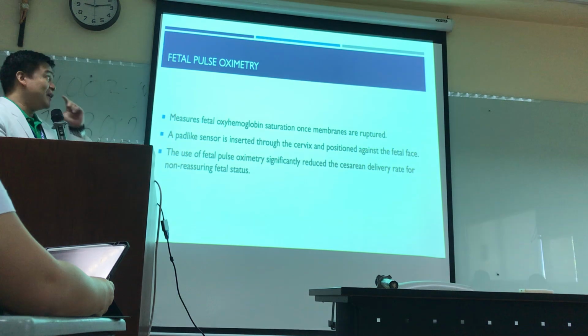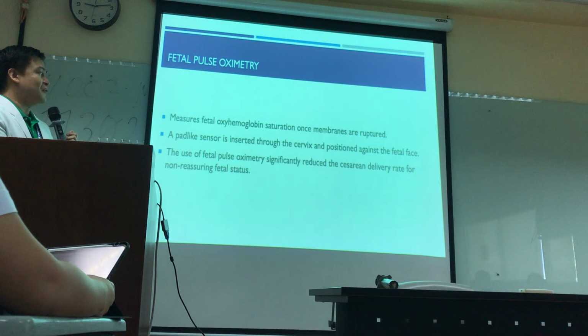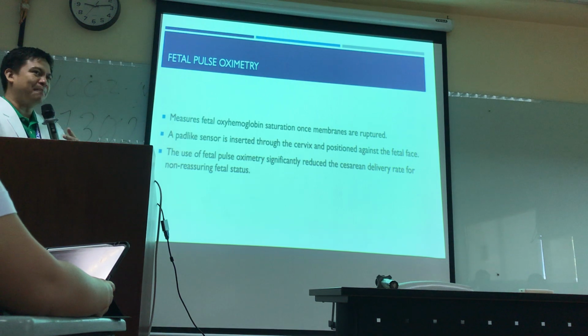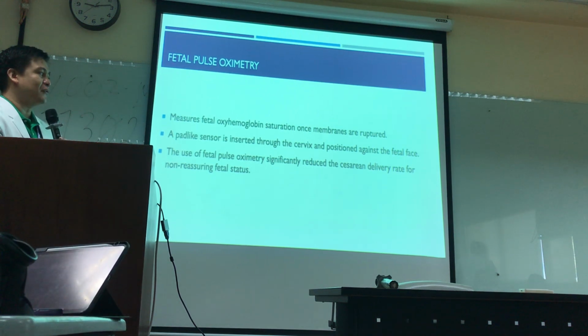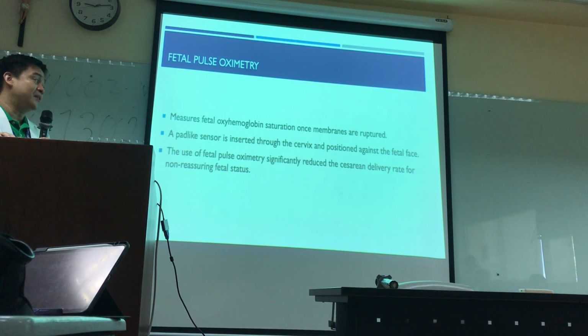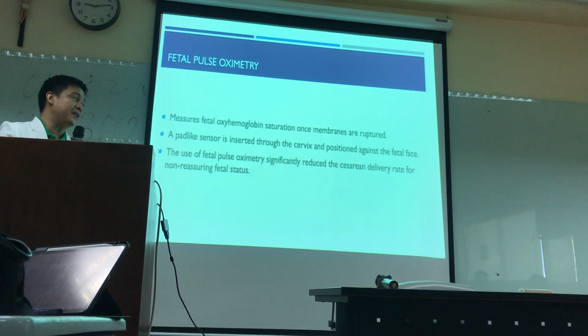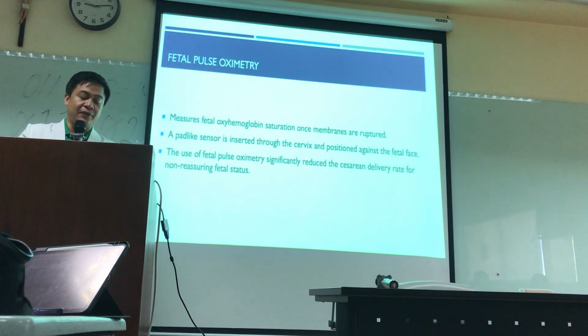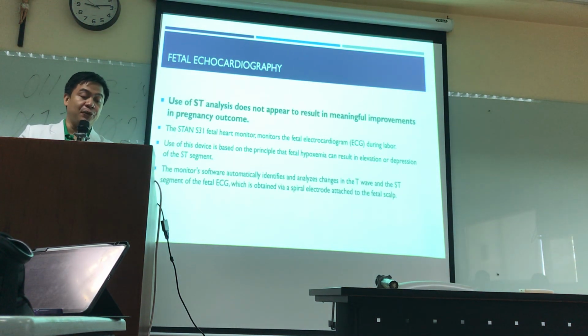You can also do your fetal pulse oximetry. No? It measures the fetal oxyhemoglobin saturation once membranes are ruptured. No? There's a pad-like sensor inserted through the cervix and positioned against the fetal face. And the use of fetal pulse oximetry significantly reduces the cesarean delivery rate for non-reassuring fetal status. But we don't have that, no? Yung fetal pulse oximetry. Nice to know.